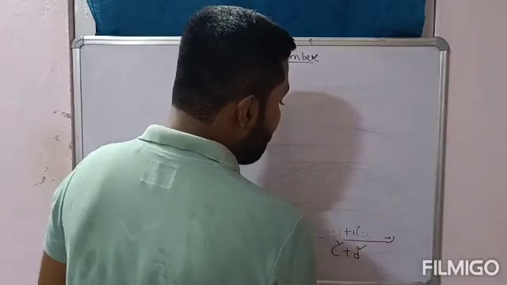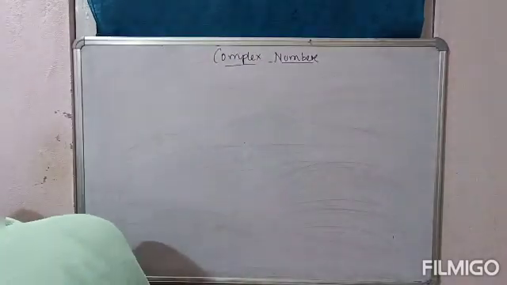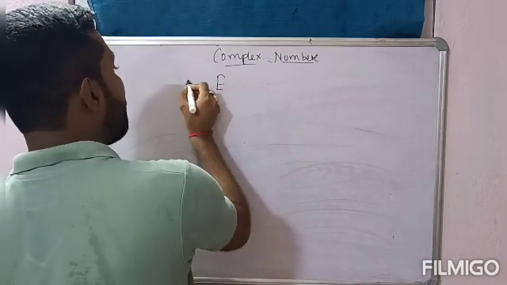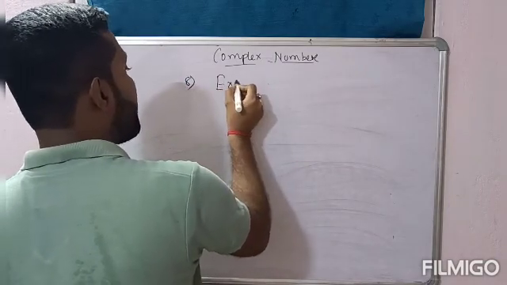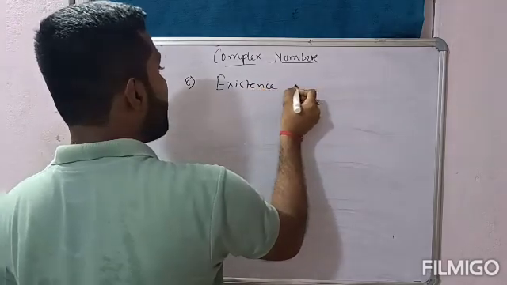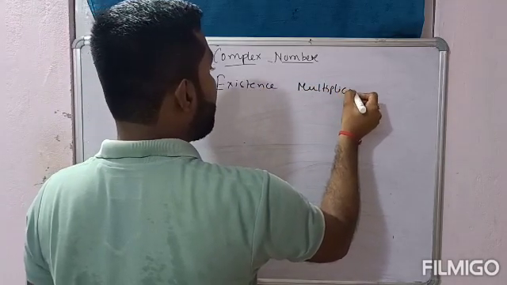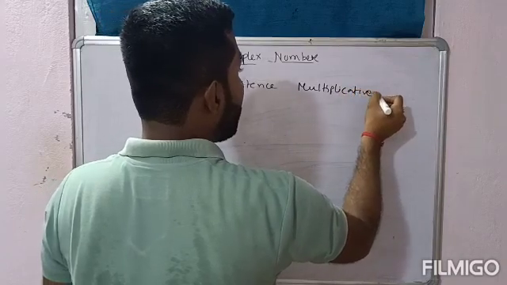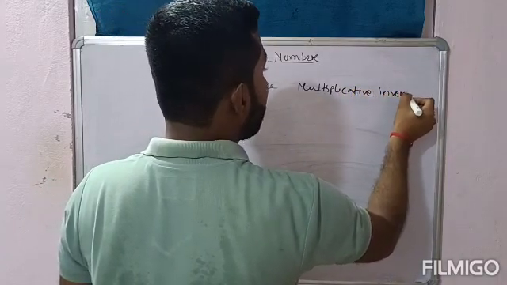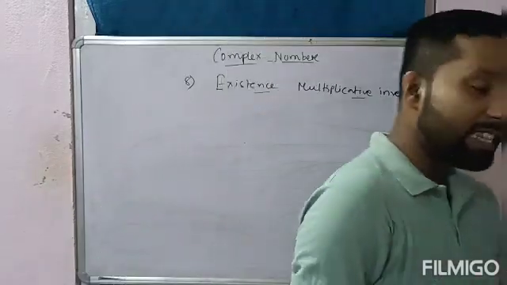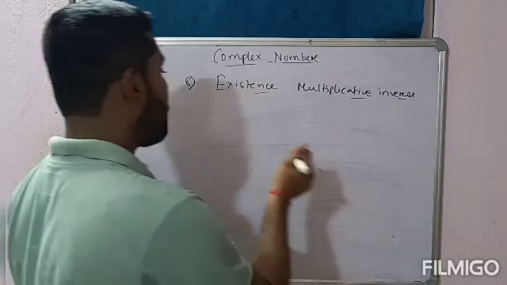Now next will come the existence of multiplicative inverse. नेक्स्ट प्रॉपर्टी, क्वेश्चन आ सकता है यहां से 1 मार्क का, existence of multiplicative inverse of a complex number. शॉर्ट क्वेश्चन के लिए इंपॉर्टेंट है, existence of multiplicative inverse of a complex number.